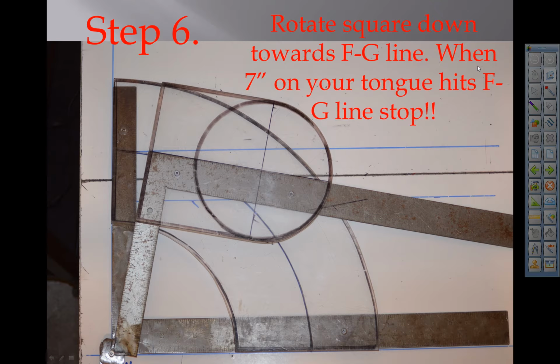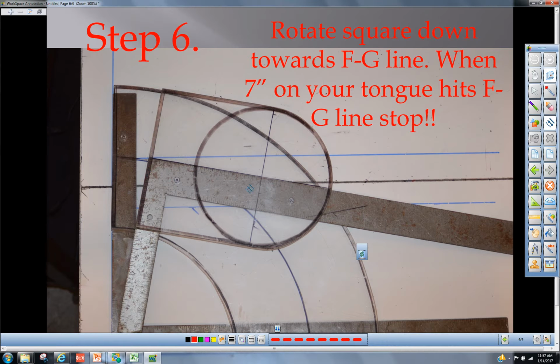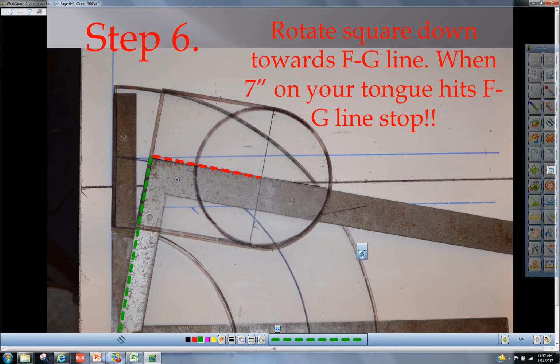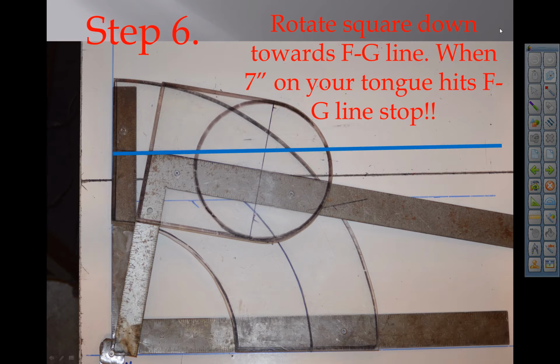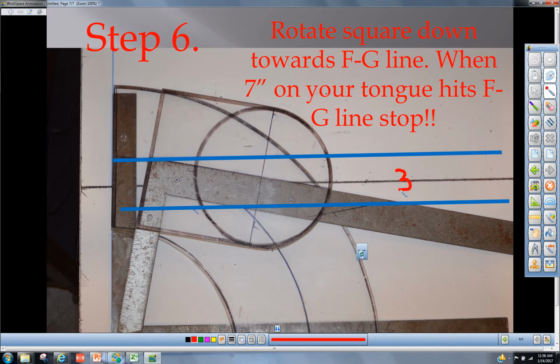Step 6, rotate the square down towards FG line. When 7 on your tongue hits FG line, stop. This is representing your T. This side here is representing your radius of your 90. This line here is your set dimension. Three-inch set.